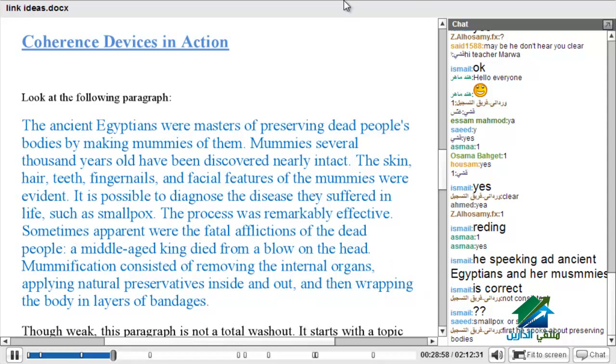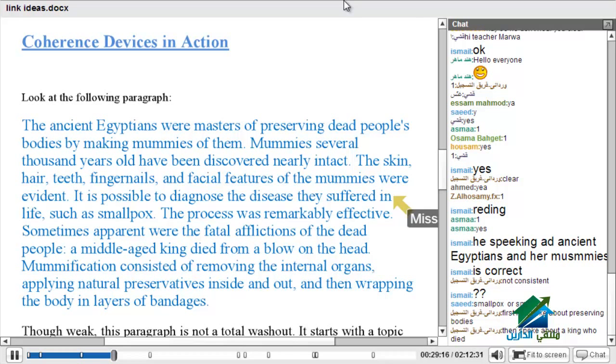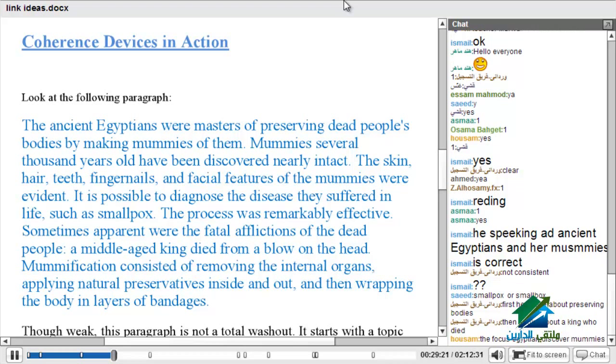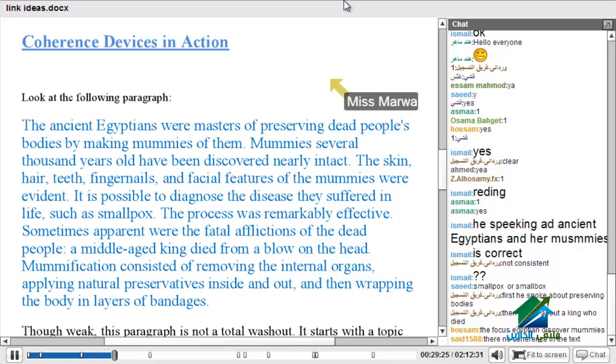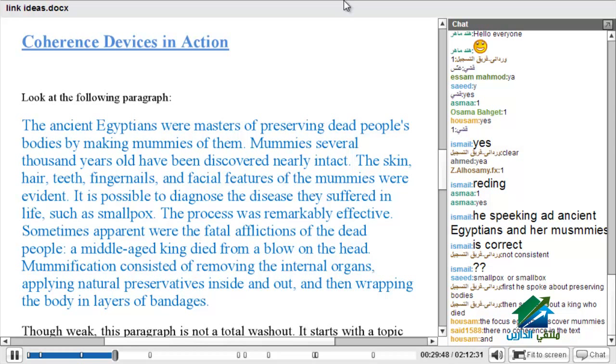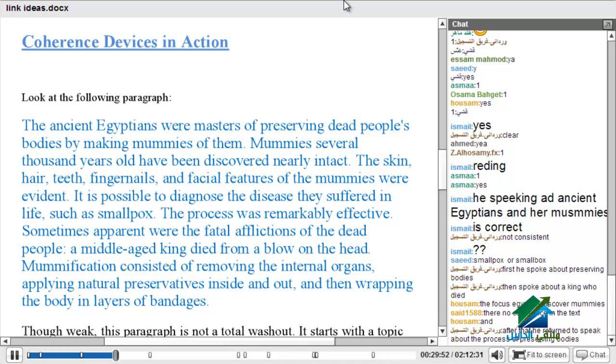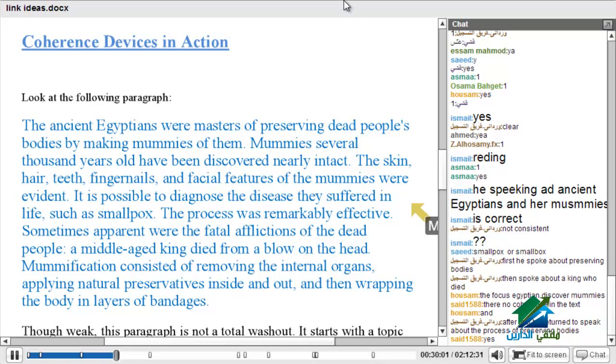Reading the paragraph? First, he spoke about preserving bodies. Then he spoke about the king who died. Yes, Hussein, the focus, Egyptian discovered mummies. There is no coherence in the text. Okay. So I feel إنكم شايفين إنه مفيش cohesion, يعني the ideas are not arranged, right? After that he returned to speak about the process of preserving the body. Yes, excellent way.